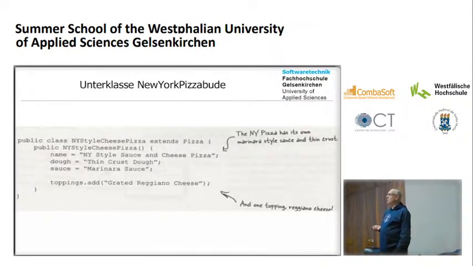We have the New York pizza with this pizza method, and the New York style cheese pizza. The name of it is New York style sauce and cheese pizza. The thin crust, and it's a marinara sauce you put on it. And the toppings is grated Reggiano cheese. Special Italian cheese. As far as I remember, not as fat. And it stays even at higher temperatures as it is.